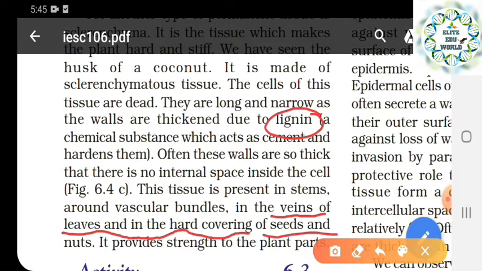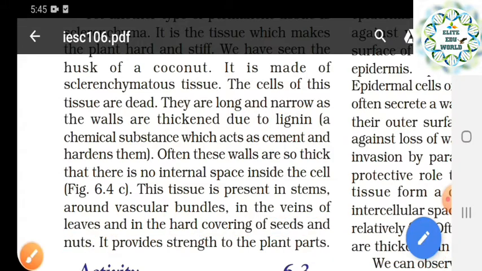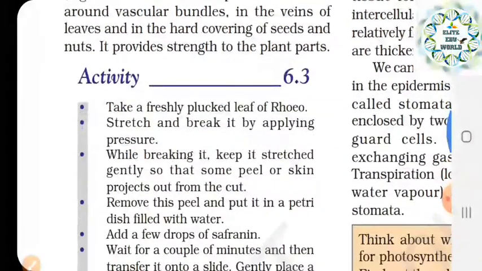It is also present in the hard covering of seeds, like the seed coats of nuts. So it provides hardness and strength to the plant parts. That is the third type we have already seen.